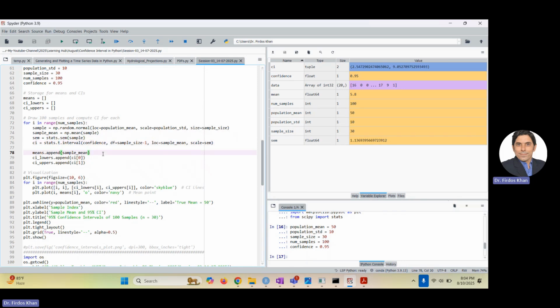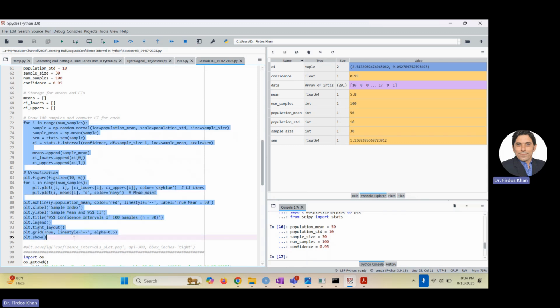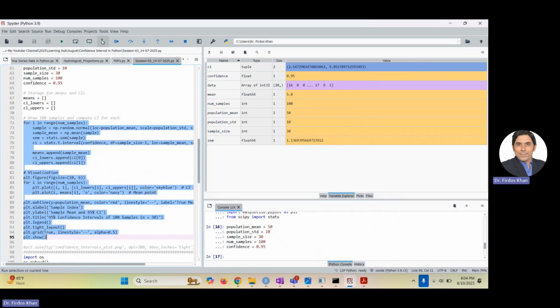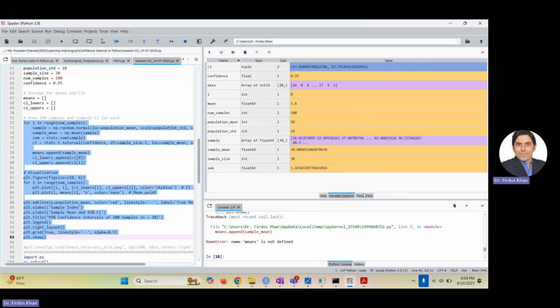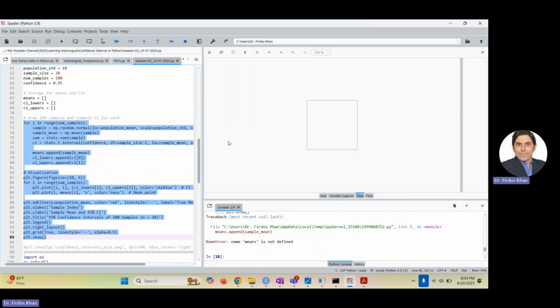So this will append all the means from the samples, and this will store the CI lowers and CI uppers in this. Okay, so then you can plot. This is all about the calculation, and then you can run this as a whole, and you will see a nice plot. Just run this, you will see. Okay, just look at the plots.